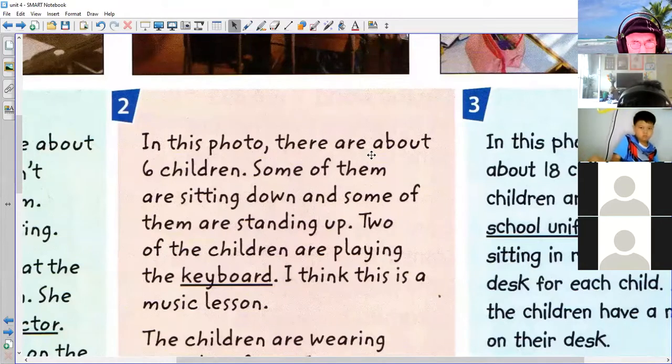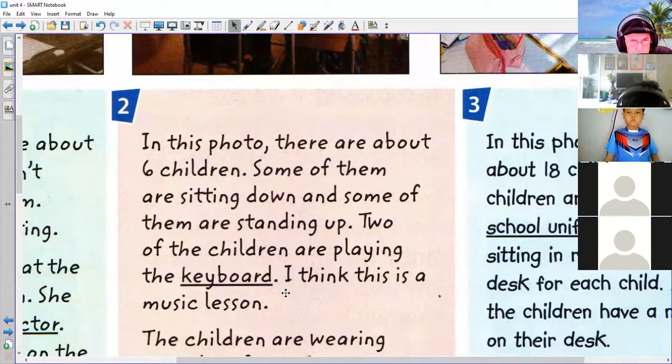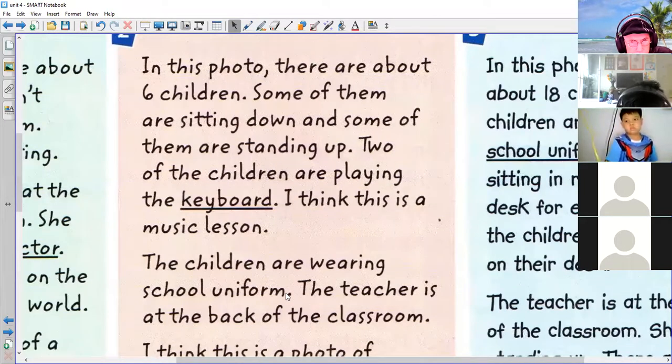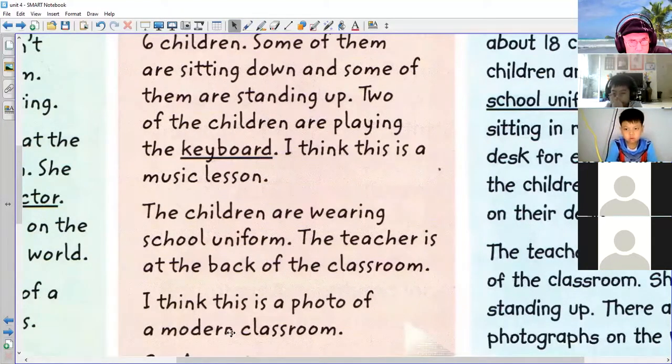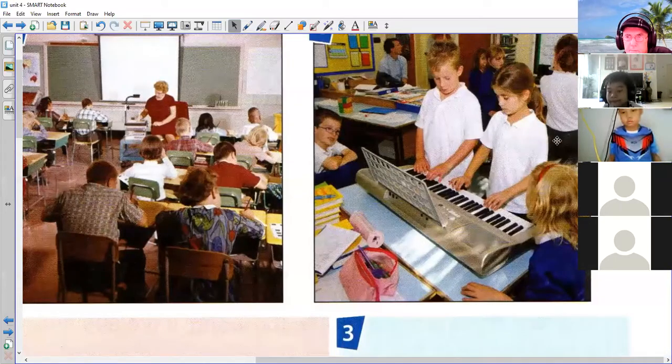In this photo, there are about six children. Some of them are sitting down and some of them are standing up. Two of the children are playing the keyboard. I think this is a music lesson. The children are wearing school uniform. The teacher is at the back of the classroom. I think this is a photo of a modern classroom. So it's this one over here, isn't it?